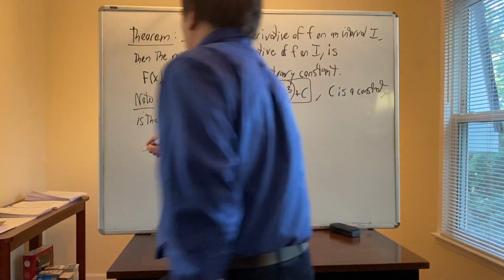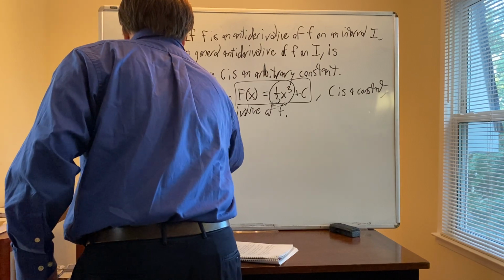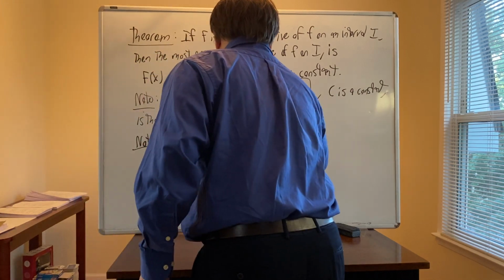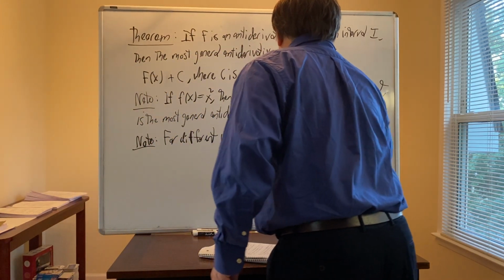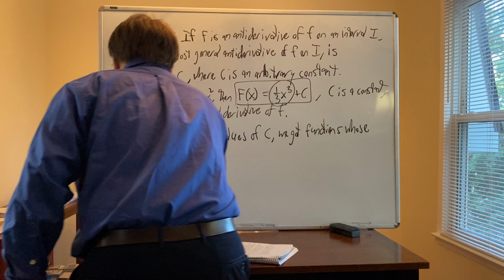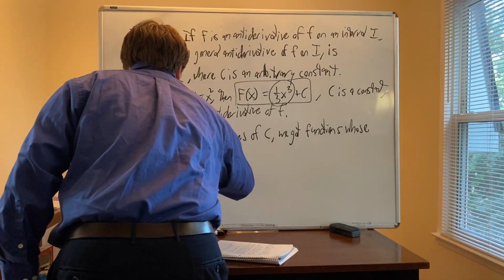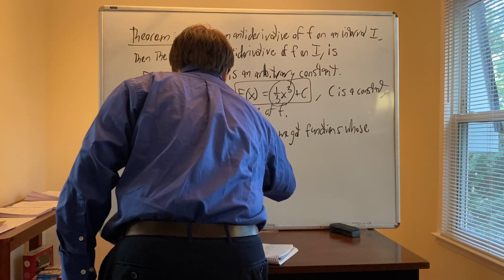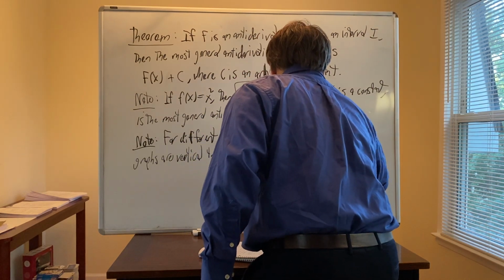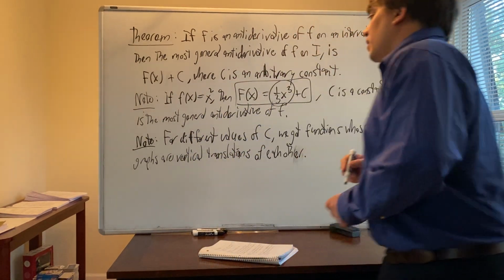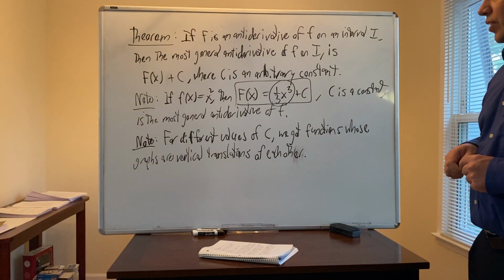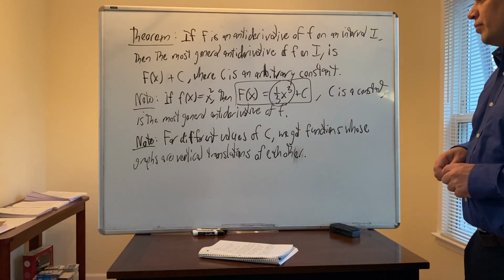Also note, for different values of c, we get functions whose graphs are vertical translations of each other. Okay, so for different values of capital C, we get functions whose graphs are vertical translations of each other. Okay, so what does that mean?